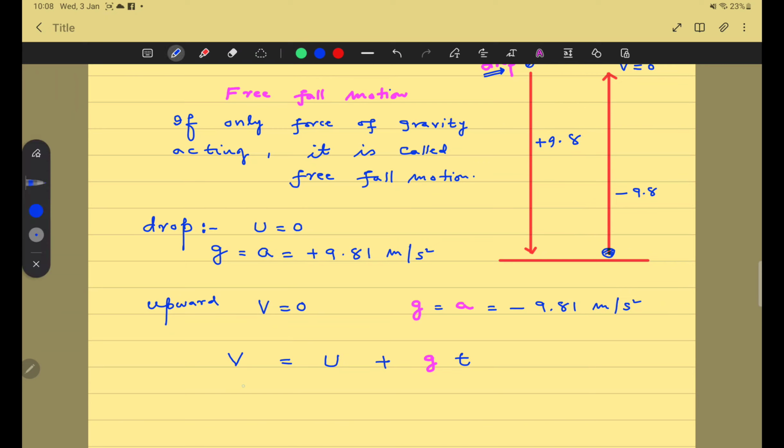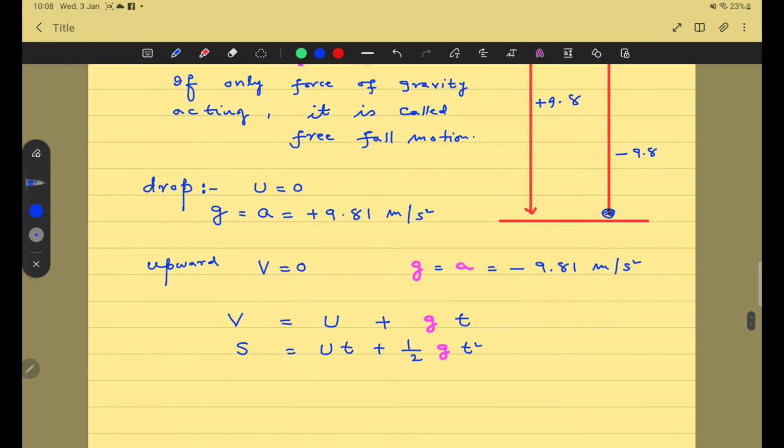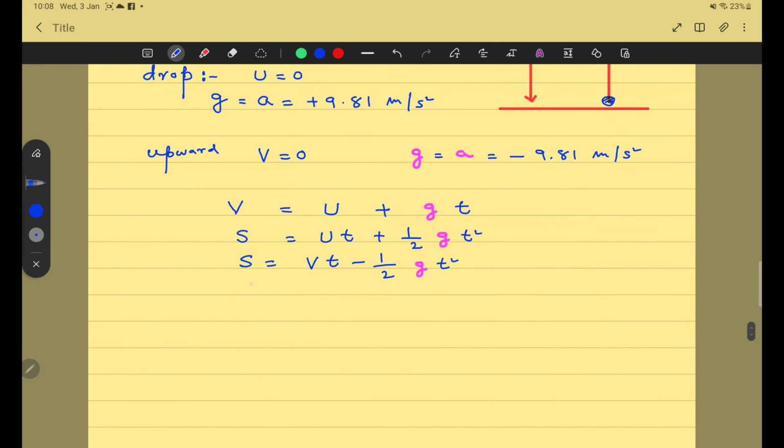In the same way, the second equation of motion, s equals ut plus half at square, I am replacing a by g. The second equation of motion is expressed in this way as well, s equals ut plus half gt square. Then we have the third equation of motion, 2as equals v square minus u square, and a is replaced by g.